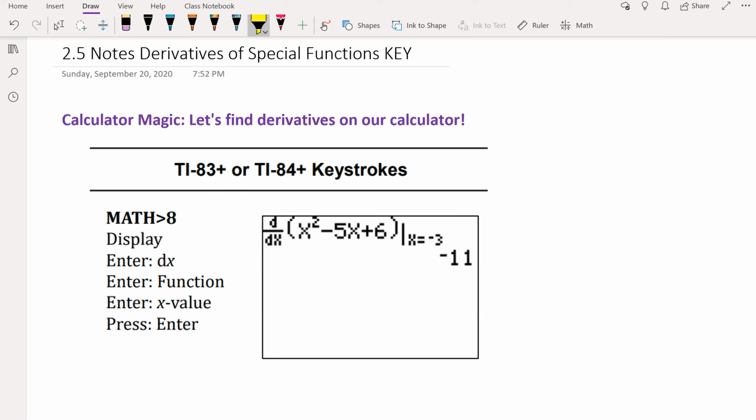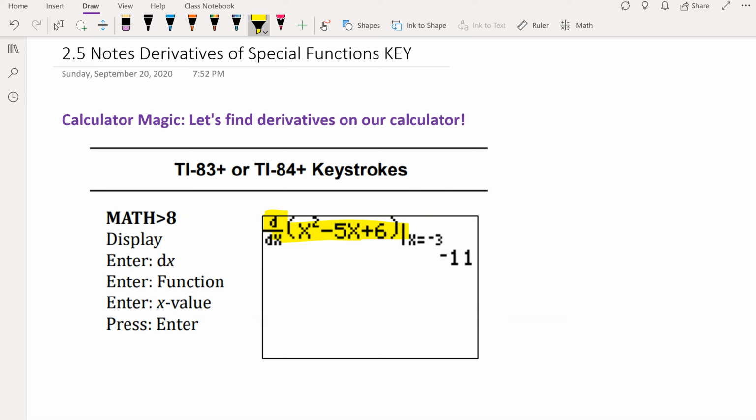All right, so here are the calculators. I'm using a TI-84 Plus CE on my computer, and here are the keystrokes, or the things you need to do to find the derivative. I'm going to show you this, but just so you know, this is in your OneNote. You're going to start with math and then go to 8, and then we are going to enter our function following these steps. And this is what the derivative looks like in your calculator.